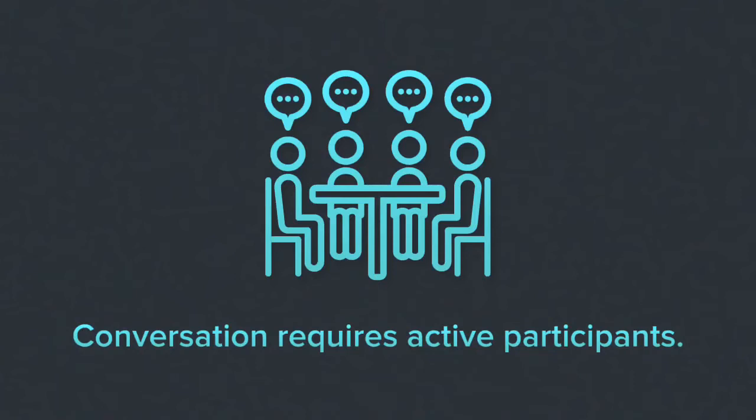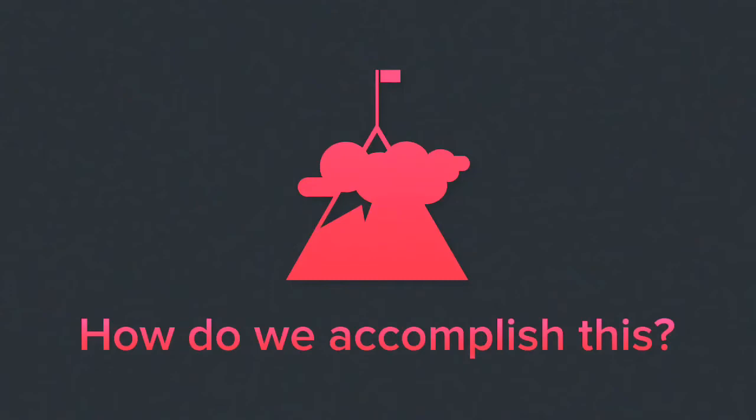A conversation has two parts, listening and speaking. To be a good conversationalist, you must learn how to listen and speak well. This means that you must be able to both ask and answer questions. But that's easier said than done. Here's how I accomplish it in my classroom.